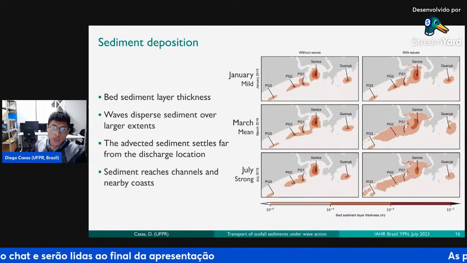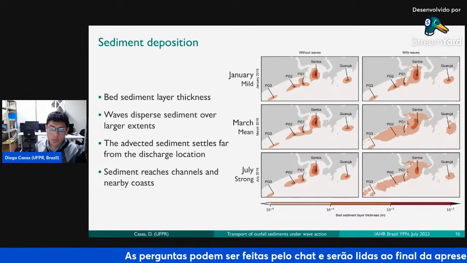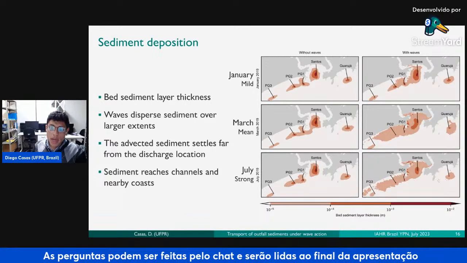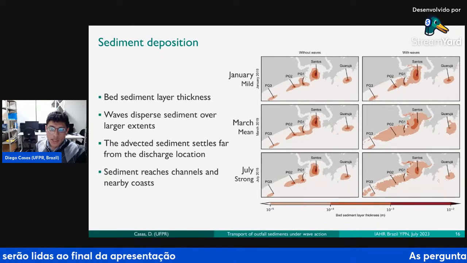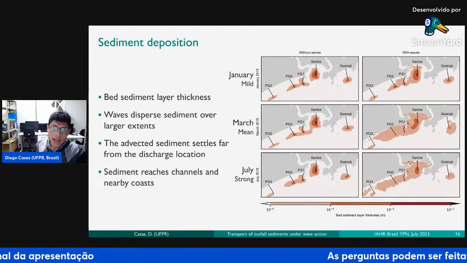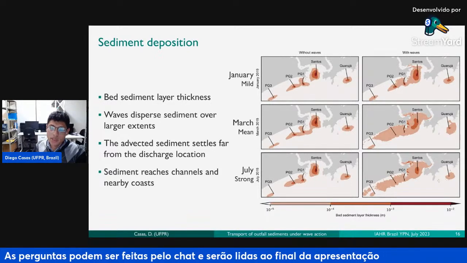Then for the total sediment deposition, we converted the previous quantity, which was kilograms per square meter, to a bed sediment layer thickness using the bed sediment density. And we again see that the inclusion of waves here in the second column produces a more dispersed sediment deposit at the bed.